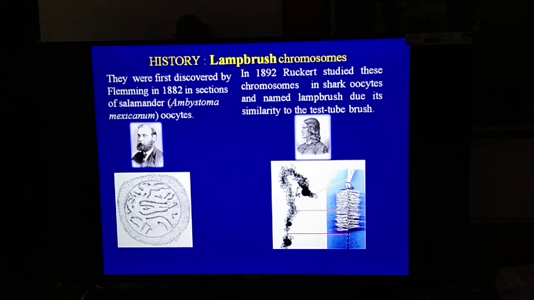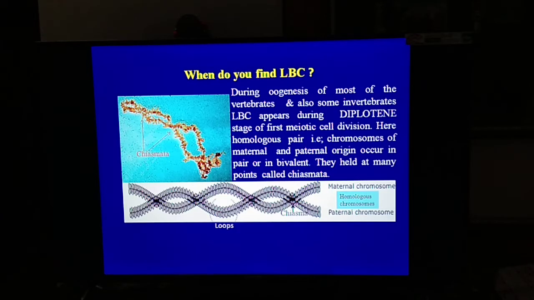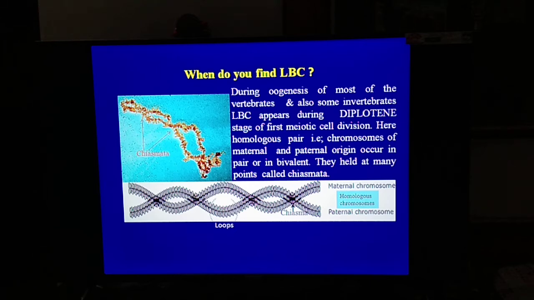When do you find Lampbrush chromosomes? Lampbrush chromosomes are found during oogenesis of most of the vertebrates and also some invertebrates. Lampbrush chromosomes appear during diplotene stage of first meiotic cell division. Here, homologous pairs, that is chromosomes of maternal and paternal origin, occur in pairs or in bivalents. They are held at many points called chiasmata.